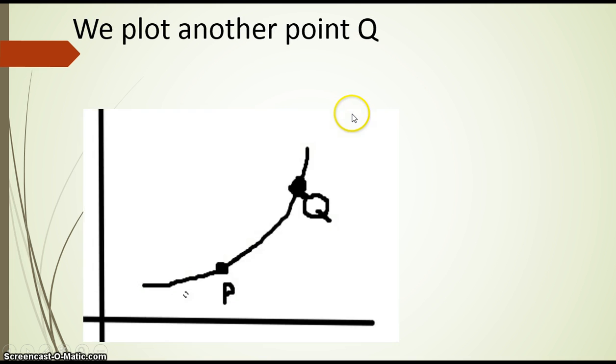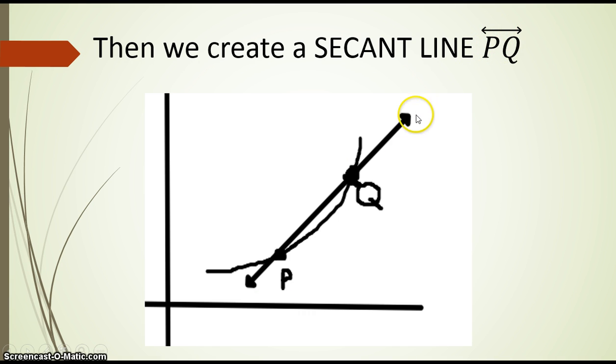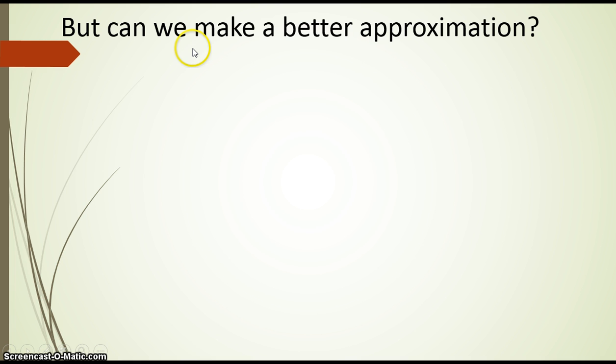So let's plot another point Q. So here's P and here's Q. If I was to take P and Q and create a secant line instead of a tangent line. Remember, a secant crosses through 2 points. So a line from P to Q would be a secant line. But that's obviously not a tangent line. That goes between 2 points. A tangent line crosses at 1 point.